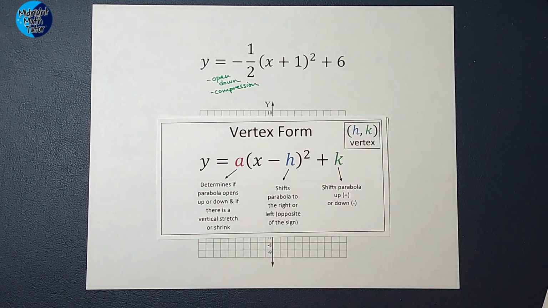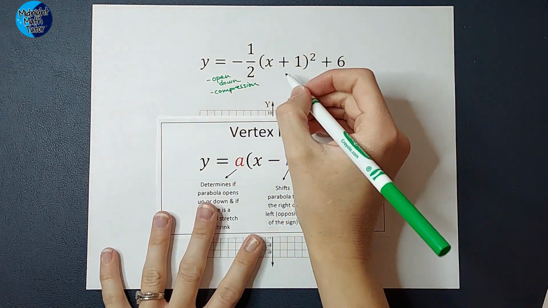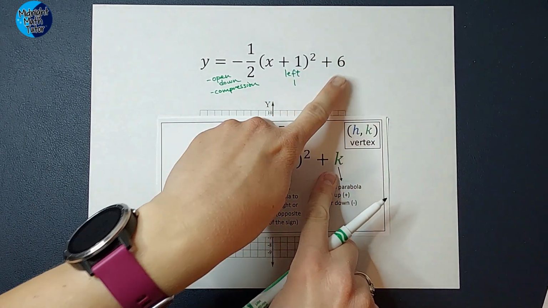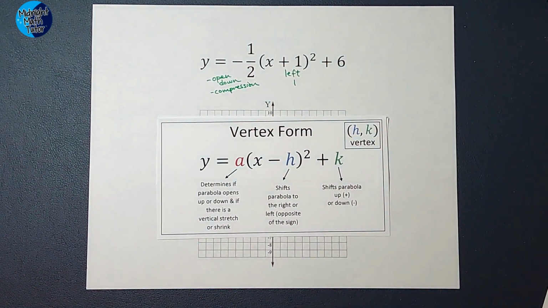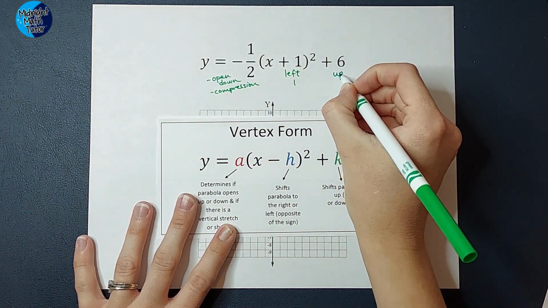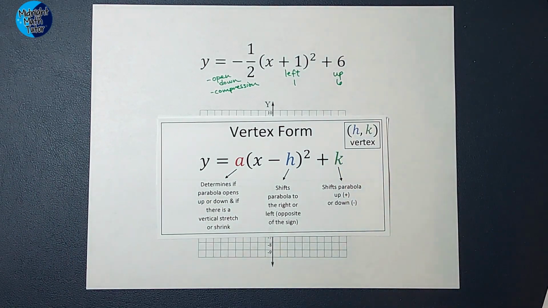or left, okay? Now, you actually do opposite of the sign. So when you see that +1, you might think, oh, to the right one. But we actually do opposite of the sign. So I'm going to go to the left one with that one, okay? Then this number being added or subtracted on the back tells me how far my graph is going to shift up or down. And with this one, you stick with the sign. So that +6 means I'm going to shift it up 6, okay?